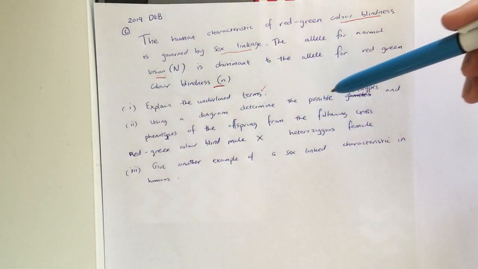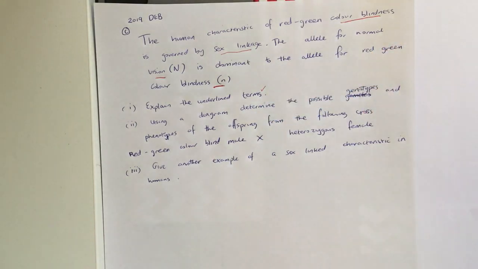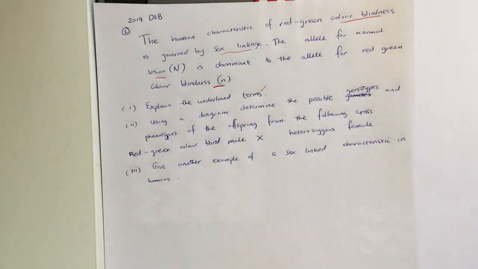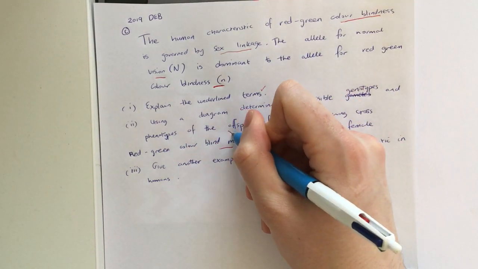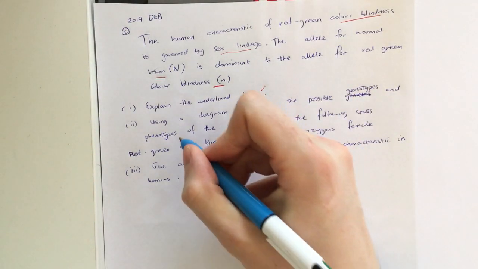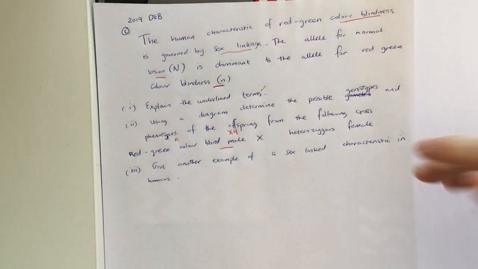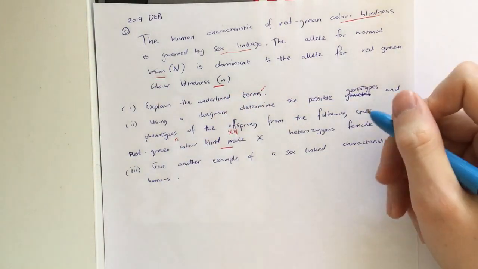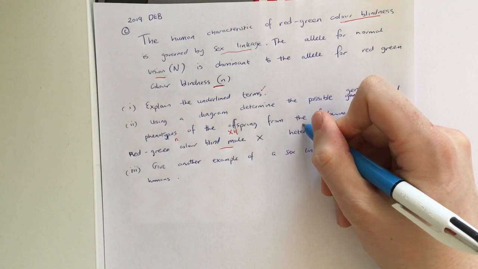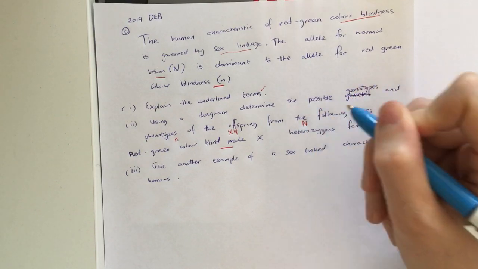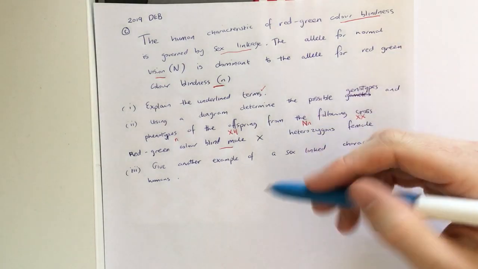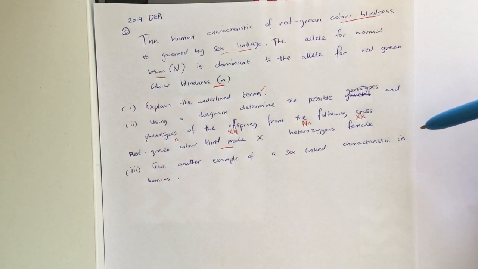Using a diagram, determine the possible genotypes and phenotypes of the offspring from the following cross. So we have a red-green color blind male. Male, we know, is going to be XY, and if he has red-green color blindness, then we know he's going to have a recessive allele, which is small n. We have a female, who is going to be XX, and if she is heterozygous, then she's going to have a capital N for normal and a small n for recessive. And the final question asks us to give another example of a sex-linked characteristic in humans.